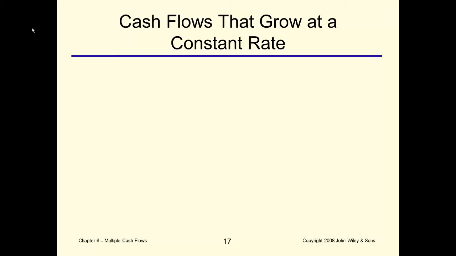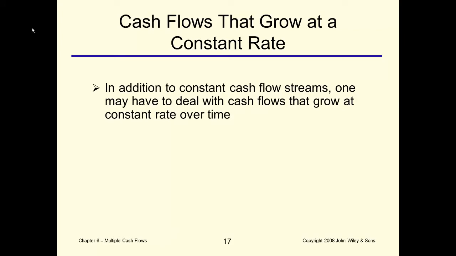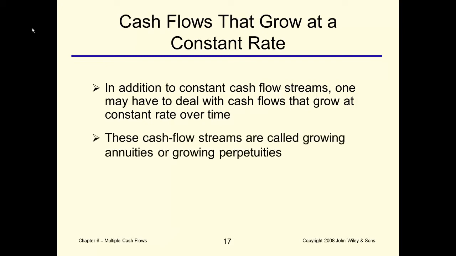So far we've talked about level payments, so these don't change over the life of the cash flow stream. But we also may have cash flows that grow at a constant rate over time. In reality, cash flows can take a number of patterns. They can grow, they can shrink, they can grow exponentially, they can grow at a constant rate, they can grow irregularly. But if we have these cash flow streams that grow at a constant rate, we can again use special equations to help us come to our present or future values more quickly. We'll call these growing annuities or growing perpetuities.